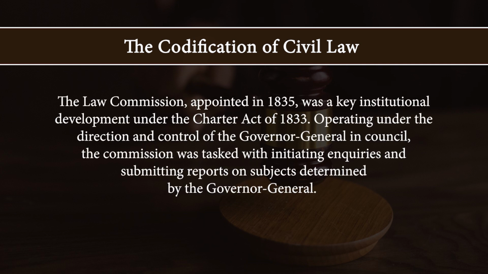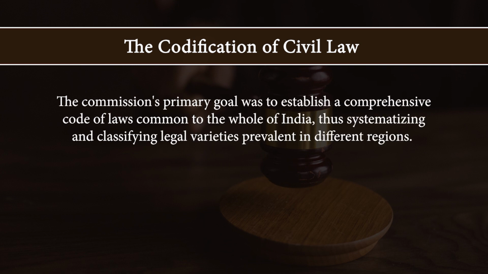The Law Commission appointed in the year 1835 was a key institutional development under the Charter Act of 1833. Operating under the direction and control of the Governor in Council, the Commission was tasked with initiating inquiries and submitting reports on the subjects determined by the Governor General. The Commission's primary role was to establish a comprehensive code of common laws for the whole of India, thus systematizing and classifying legal varieties prevalent in different regions.